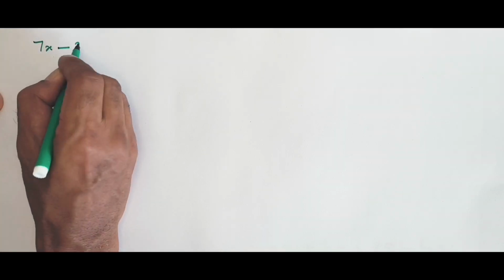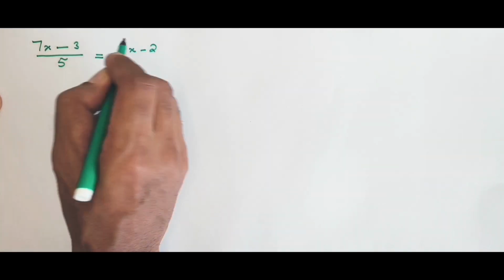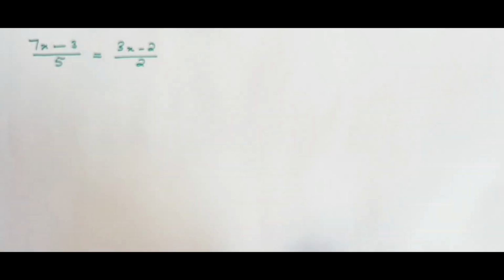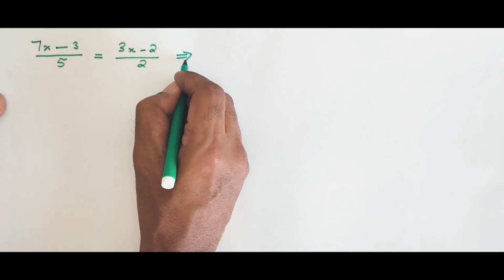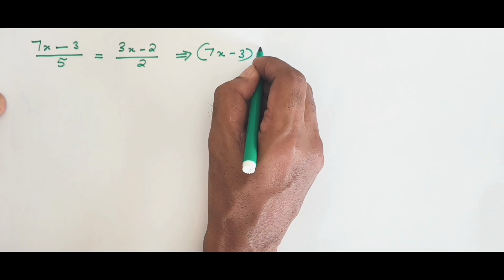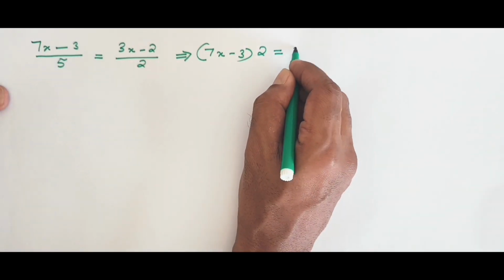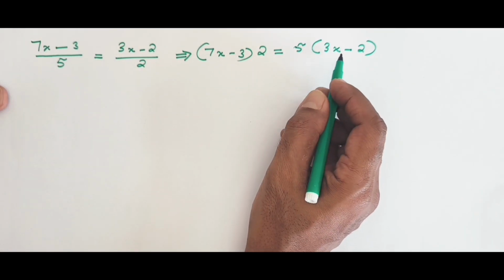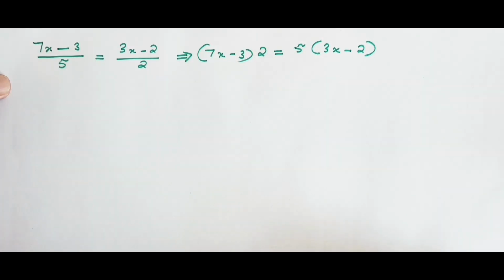Now look at this equation. 7x minus 3 divided by 5 equals 3x minus 2 divided by 2. Yeah, like we did before, this is a case where you can use cross multiplication. Cross multiply like this. 7x minus 3, the whole multiplied by 2, 5 multiplied by 3x minus 2. Don't forget to put the bracket. Without bracket, you are likely to multiply only the first term. Second term will be left out. So keep in mind this point.